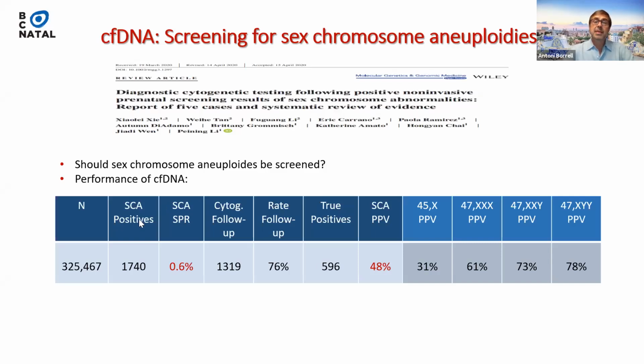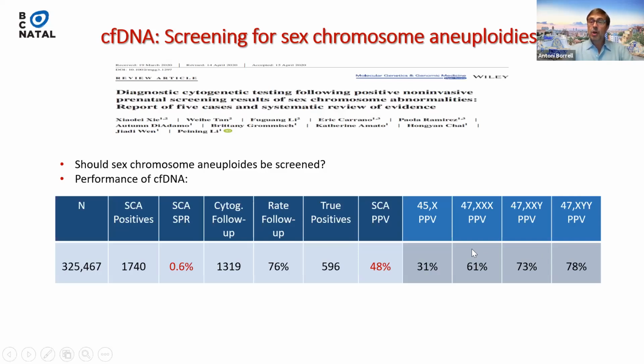of a recent meta-analysis. I think there is only one, published last year, with more than 325,000 cases, including more than 1,700 sex chromosomal anomalies. Here we can see the screen positive rate. It is relatively high. Remember that for trisomy 21 it was 0.3. In this case, it's 0.6%. And the positive predictive value is not very high. It's 48%. So only half of positive cases are confirmed after an invasive procedure.